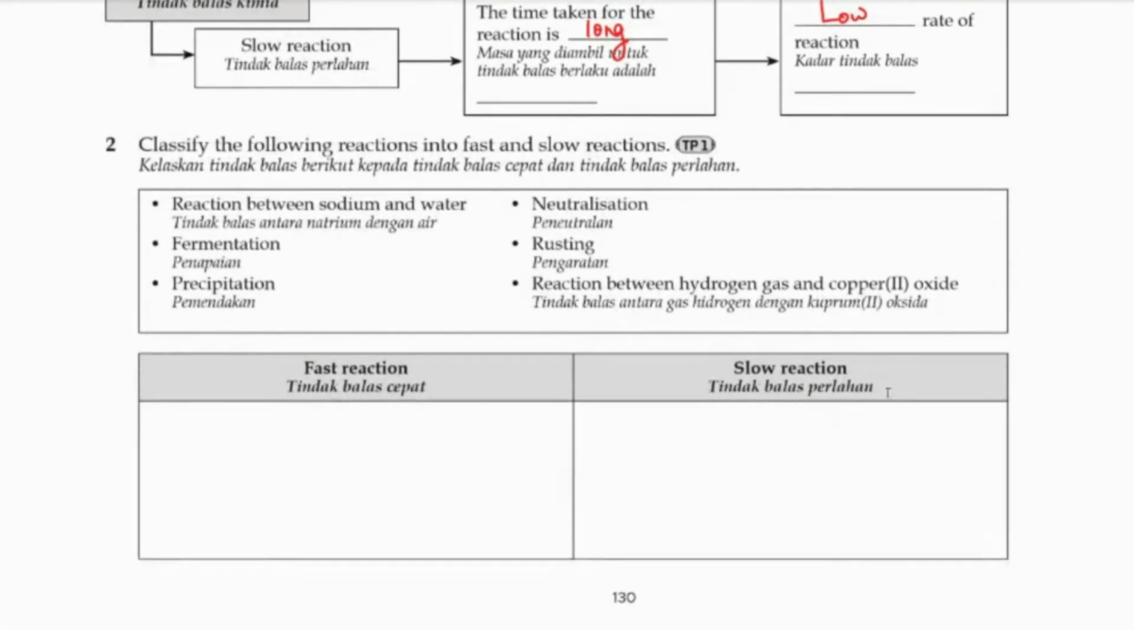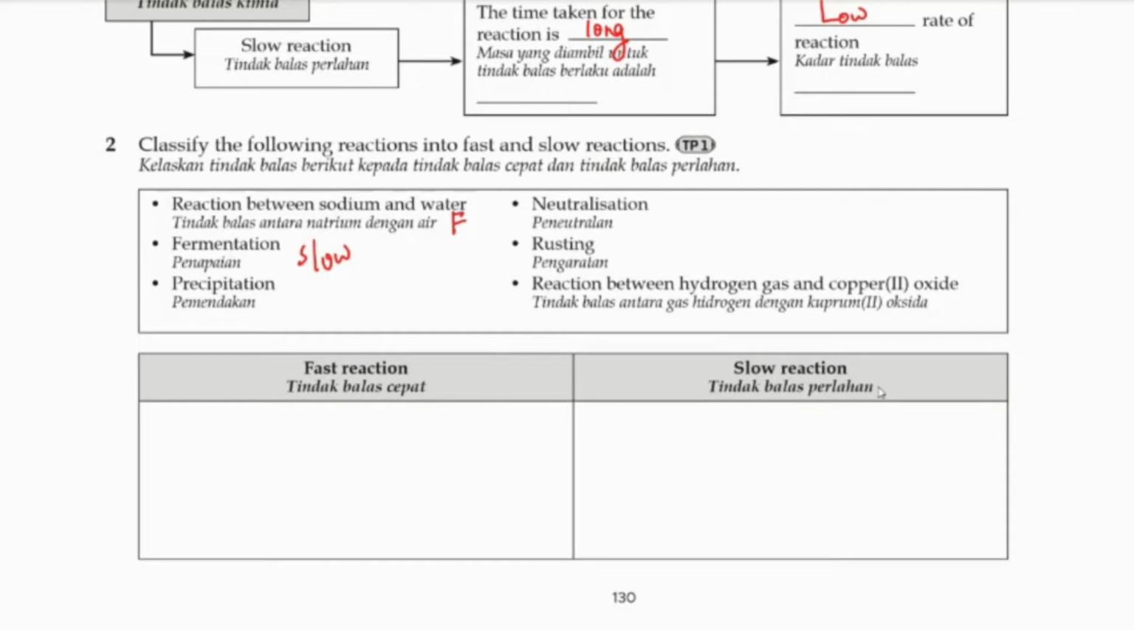Now, which one is the fast reaction and which one is the slow reaction? We check one by one. Sodium and water, fast or slow? First one, fast, so you put it here. Fermentation, fast or slow? Fermentation is used to produce alcohol, right? Slow reaction.